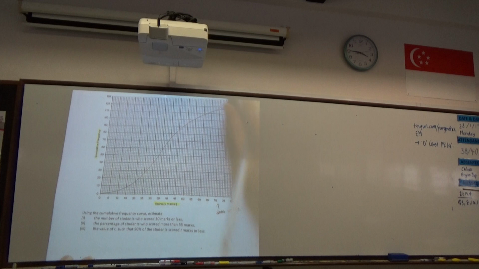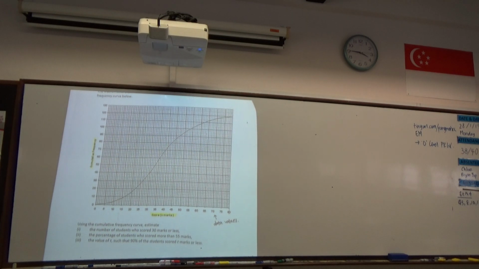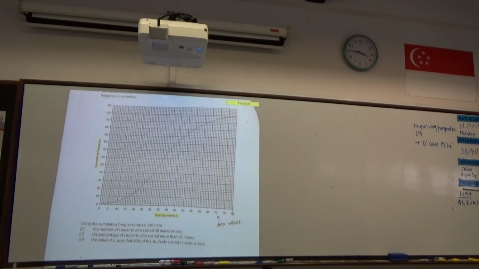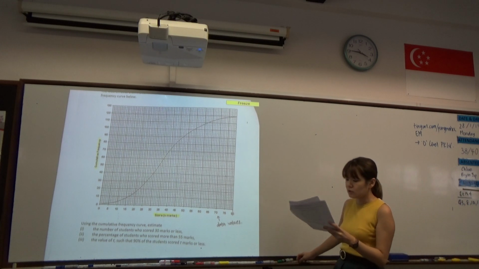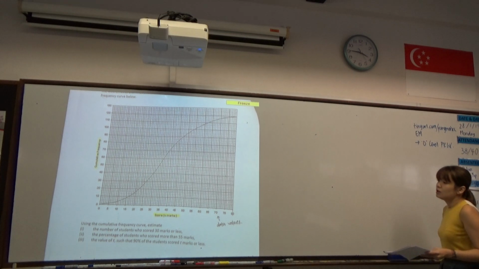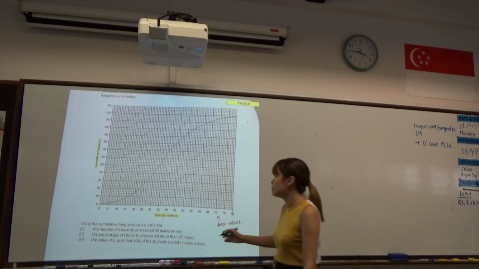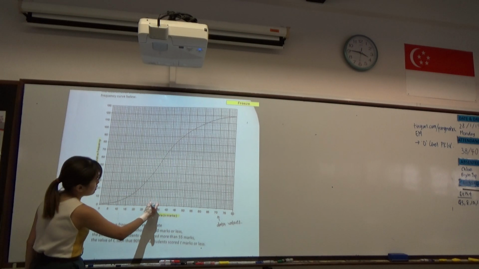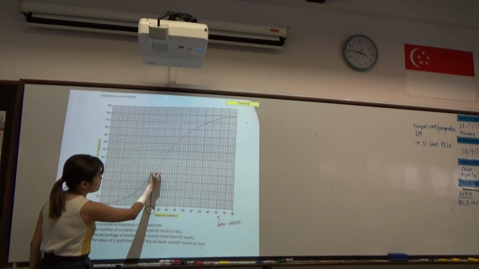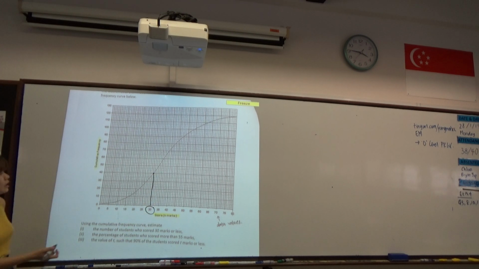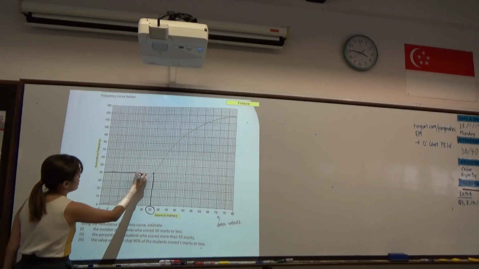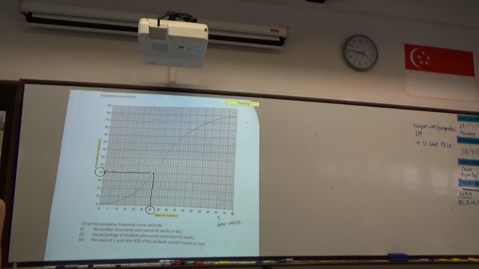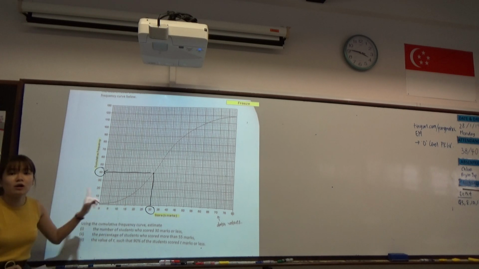Right? So in part 1, we want to find the number of students who scored 30 marks or less. So how do we actually interpret the curve? You look for 30 marks over here, read along this line to this particular point over here, and you will be able to identify that there's this value 40. It means that 40 students scored 30 marks or less.